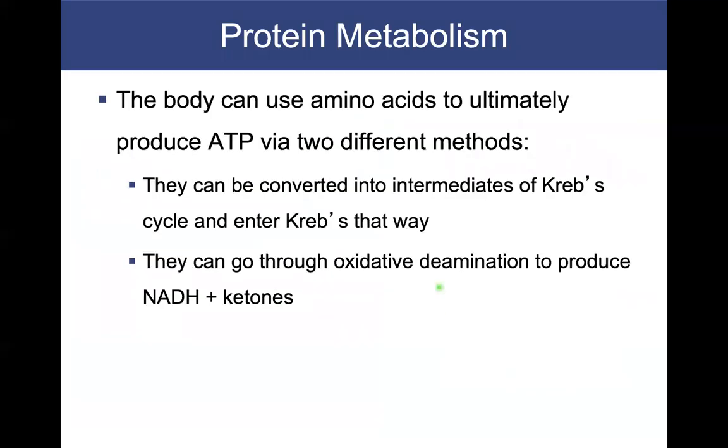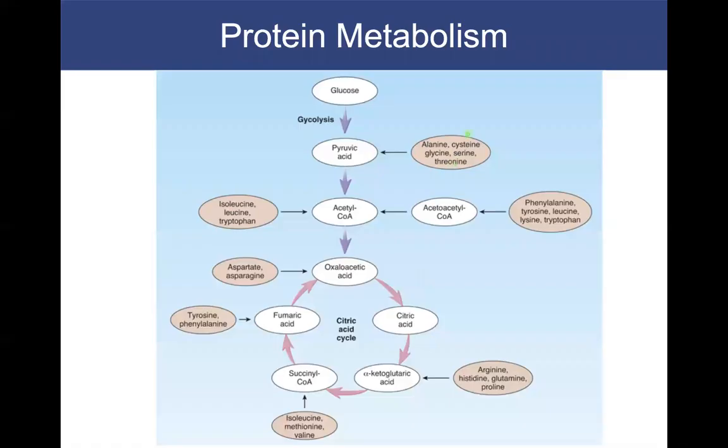Let's talk about how you actually use these to make NAD plus. Okay, so either you can stick those amino acids into intermediates of Krebs, and they can plug and chug that way to make ATP in the liver, or they can go through oxidative deamination to make NADH and ketones. So here is using the amino acids, just throwing them in at selected spots to go through Krebs and citric acid cycle, right? That's one way to use amino acids, and that's one of the main ways.